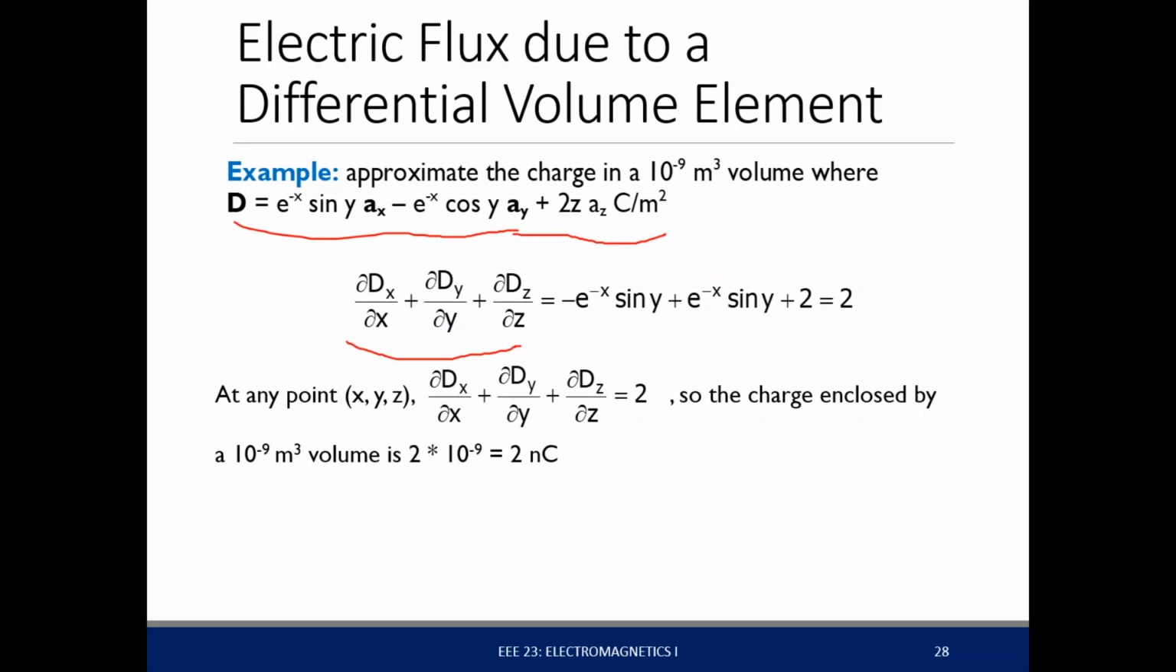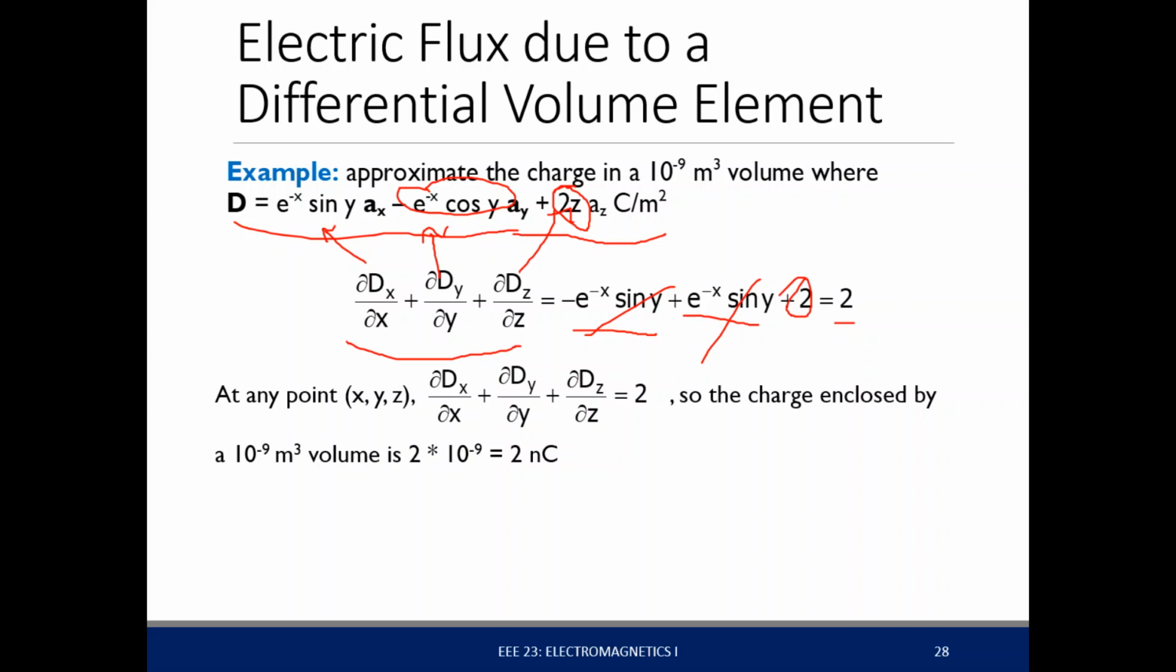Okay, so just get the derivative here, here, and here, and add them all up. So this, you take the derivative with respect to x, you get this expression. This, take the derivative with respect to y, you get this expression. And this, you take the derivative with respect to z, you'll get this expression. These terms will cancel each other out, and you'll be left with this. So basically, it's just 2.